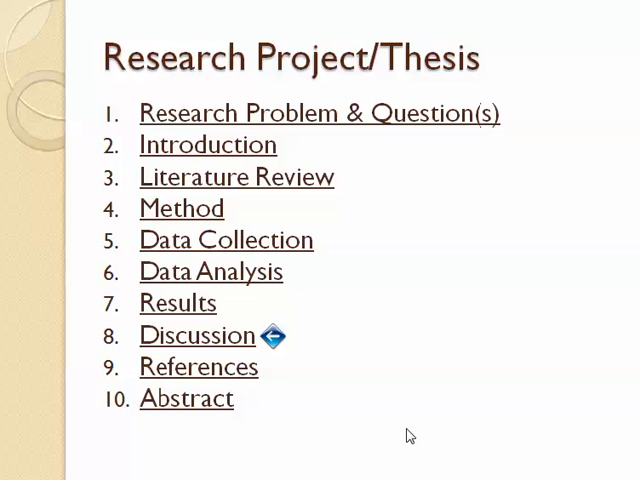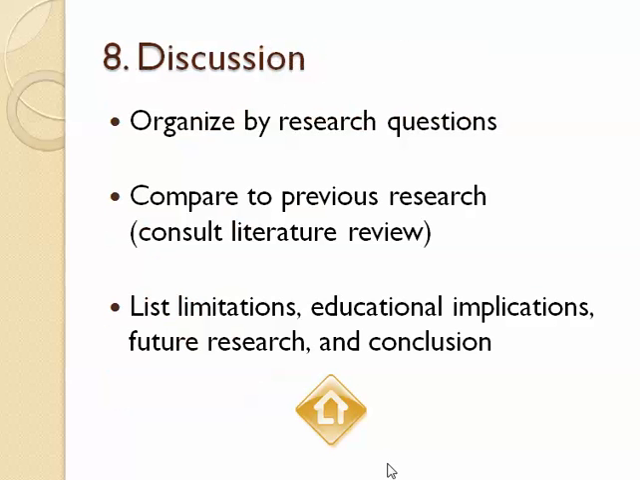After you've written up the results, you are ready to write the discussion. Now, the discussion is also organized by research questions, and what you're doing, at least at first, is comparing your results to previous research. So consult your literature review and make sure that you bring that literature review into your discussion and compare what you found to what was previously known. And then you can also present new results as well. In the discussion too, you'll have separate sections for listing the limitations of your study, the educational implications of your results, possibilities for future research, and a conclusion.